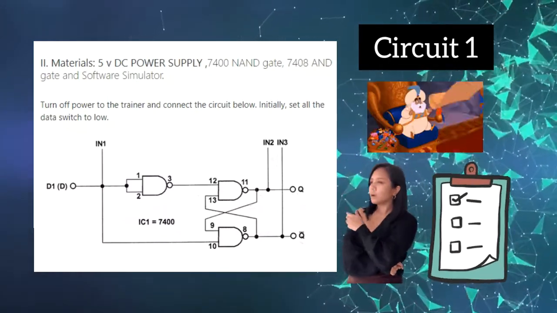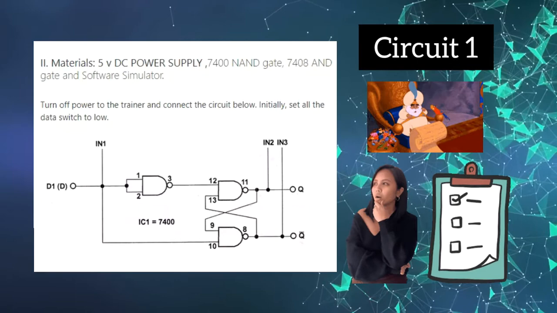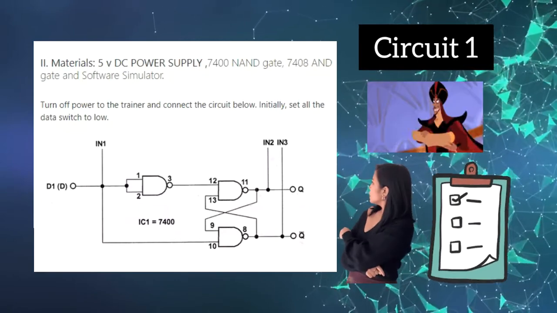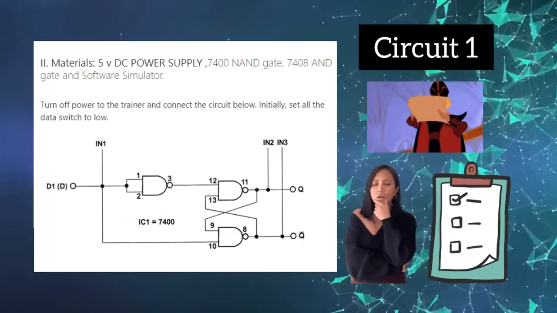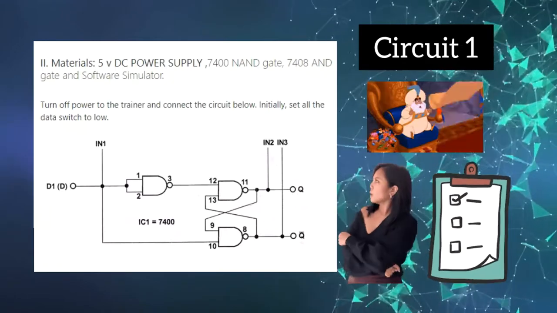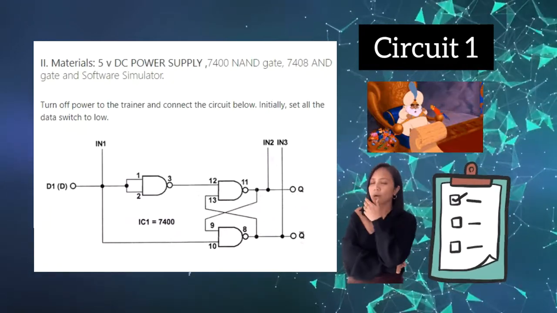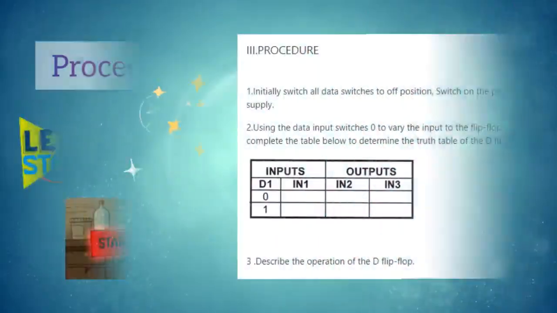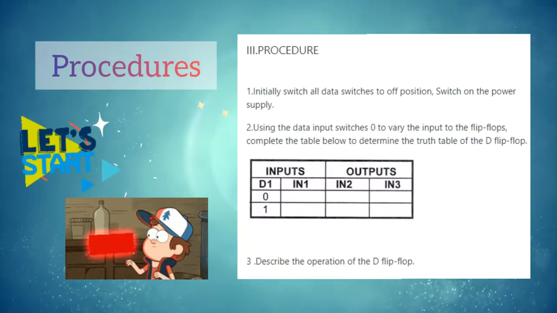Here we have our first circuit using the 7400. We have 3 NAND gates. We have the D1 as our switch, in 1, in 2, in 3 as our LED. Now let us proceed for our procedure.